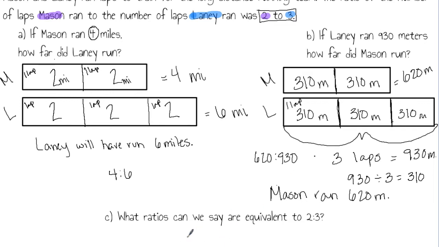So we can say that the ratios 4 to 6 and 620 to 930 are both equivalent to 2 to 3. Right. So this is the understanding behind it, and yes, you're going to be asked to draw a picture to show your understanding and to show how this is making sense to you, so please get used to the tape diagrams when we're talking about showing our thinking and drawing a picture to relate it to the problem.